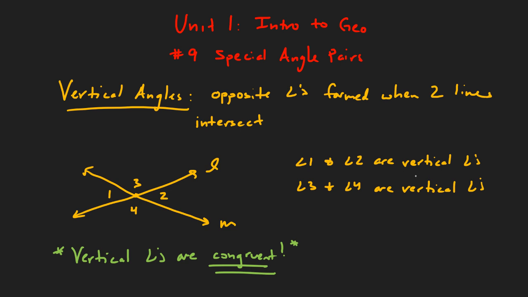So from these two statements, I know that angle 1, one arc mark, is congruent to angle 2, one arc mark. Angle 1 is congruent to angle 2. I also know that angle 3, two arc marks, is congruent to angle 4, two arc marks. Angle 3 is congruent to angle 4. So being able to identify vertical angles in a picture is important, and they're congruent to each other. You use this one a lot.